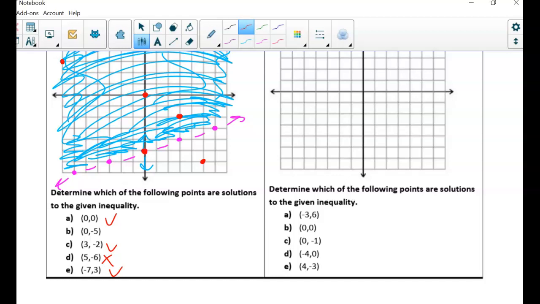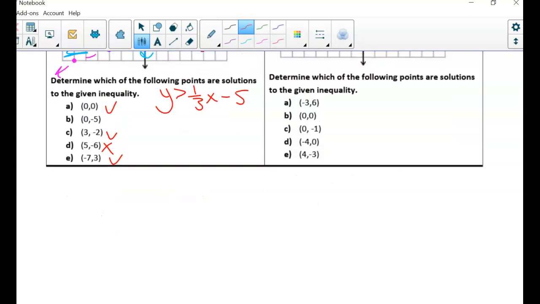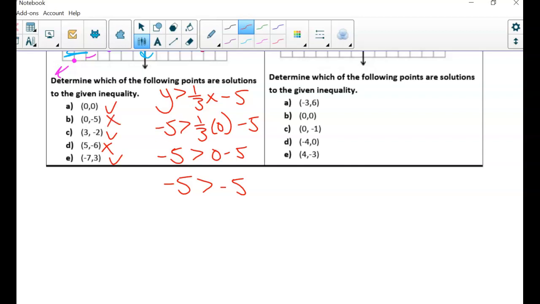So for 0, -5, because it falls on the line, it could be a solution, could not be a solution, we're not sure. So the easiest way to check that one is to put this ordered pair back into the inequality. So I'm going to take the x and y value and put those in and see what happens. When I put that x and y value in, this just becomes 0. So I'm left with -5 is greater than -5. Is this a true statement? No, it's equal to, it's not greater than. So because the symbol is not equal to, this would not be a solution.